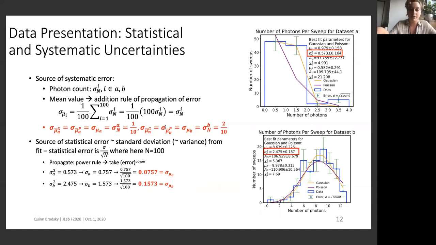But the mean is linearly related to the error in the peak finding, so the mean error is the same as the counting error. We also note that the statistical uncertainty for the system is just the standard deviation over the square root of all of the counts. For Gaussians, we see that the variance is about 0.57 for data set A, so the standard deviation is about 0.75. And for data set B, the variance is about 1.5, so the standard deviation is about 0.15. So these comprise the statistical errors for this experiment, and they're unitless since we've counted them in numbers of photons.